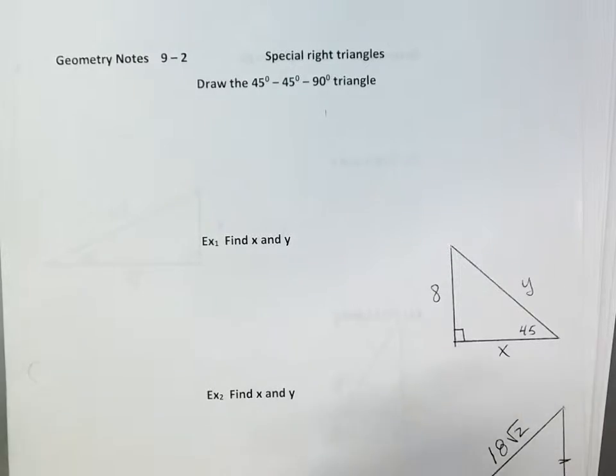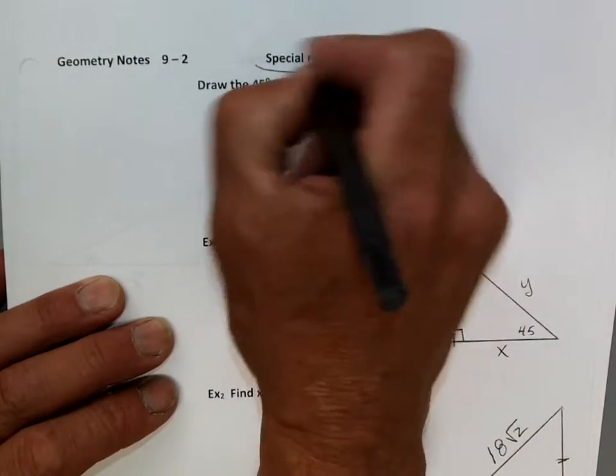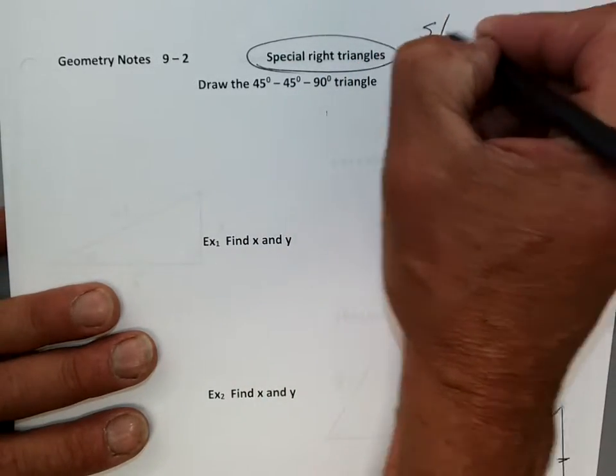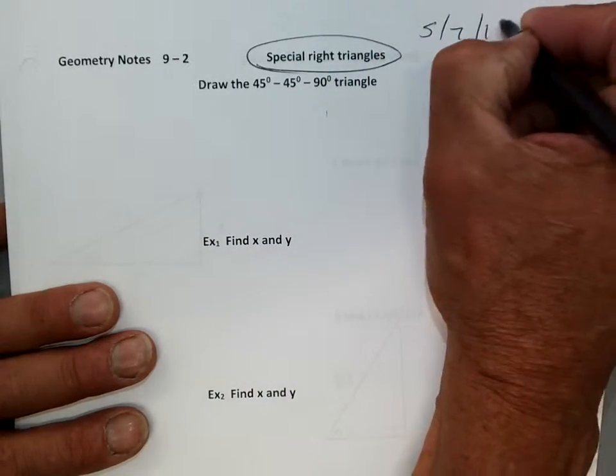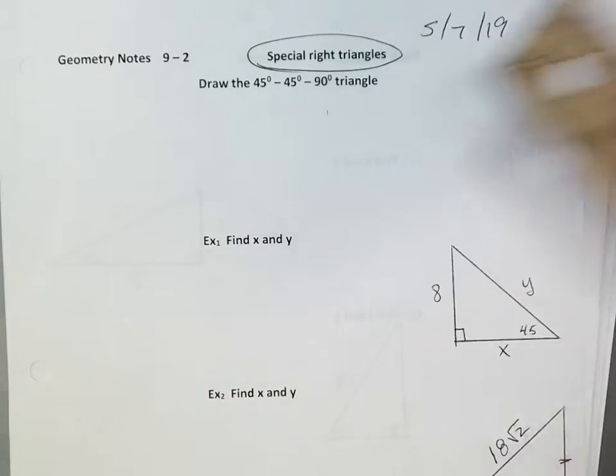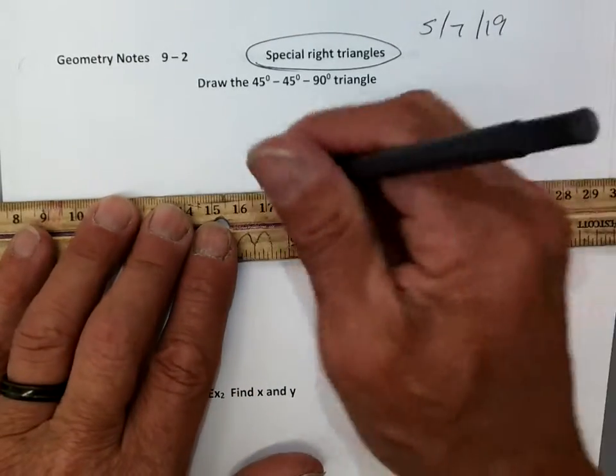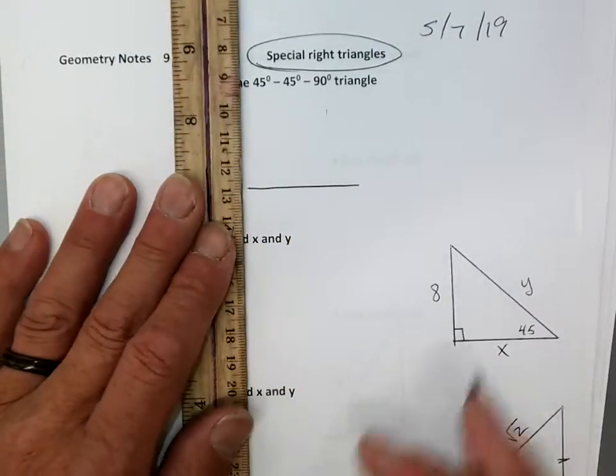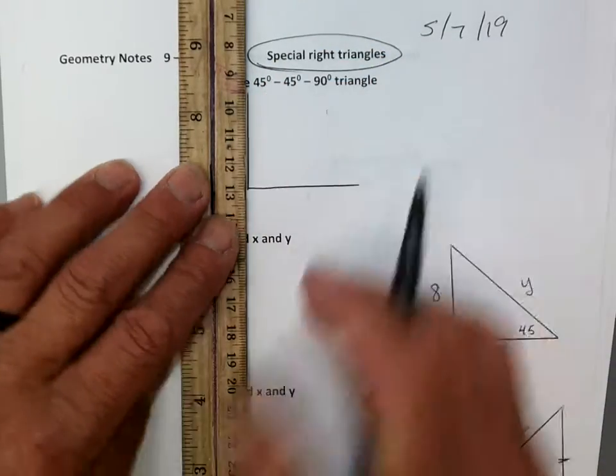Okay, so today it's the special right triangles. 5, 7, 19. Okay, first thing I'm going to do, before I do anything, let's just draw. I'm just going to draw. It doesn't have to be perfect, but I'm just going to draw a 45, 45, 90.